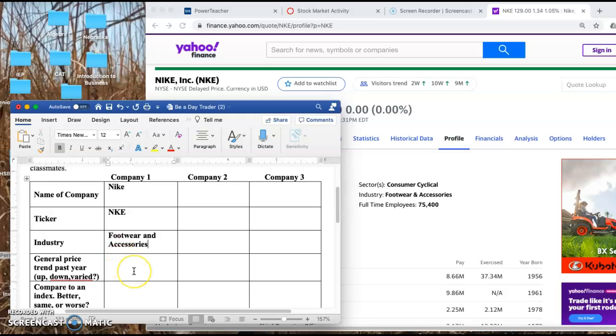And by the way, we can do this handwritten, of course, in class, but if you are quarantined and you need to do this typed, you of course can.